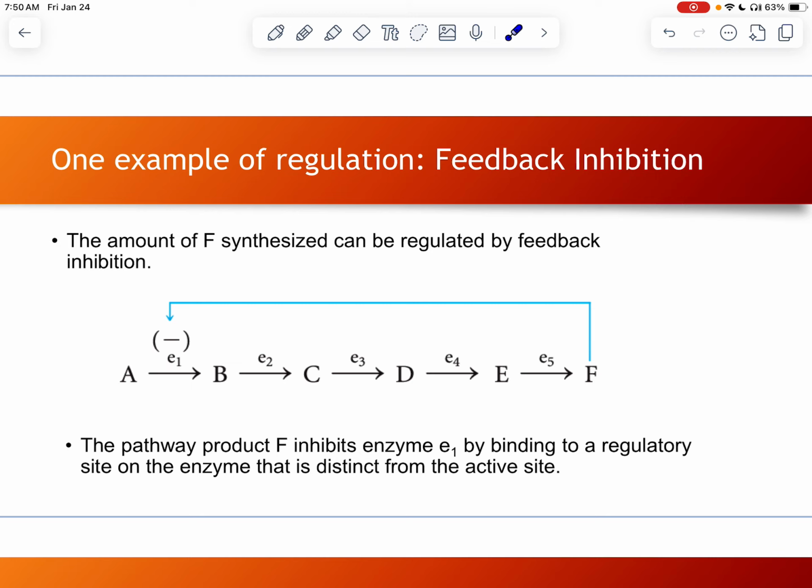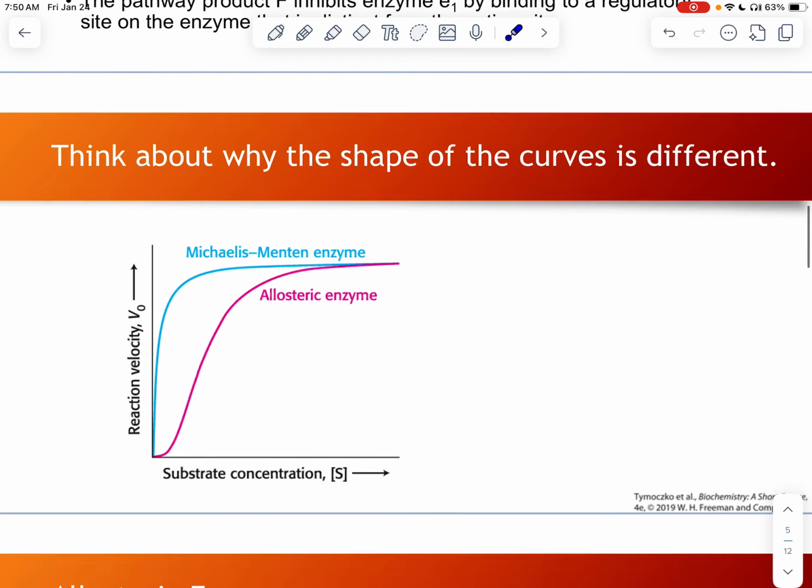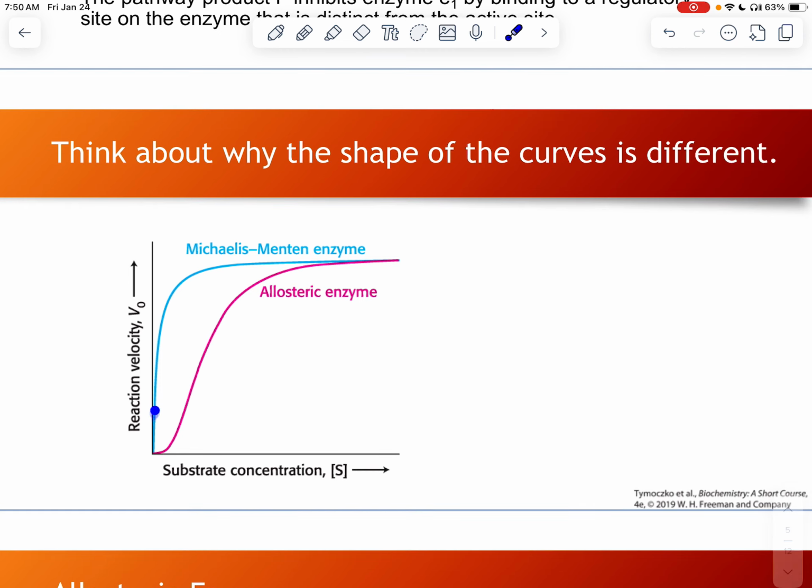All right, so let's really think about why the shapes of these curves are different. What story does that tell us? As we look at a Michaelis-Menten enzyme, we always assume we have a certain amount of the enzyme, and once we start adding substrate, it gets faster and faster until we've maxed out our enzyme amount, right? And then it doesn't matter if we add more substrate, we don't have any more enzyme.